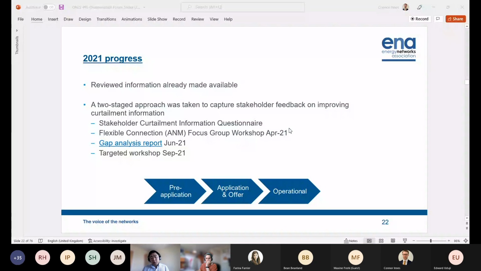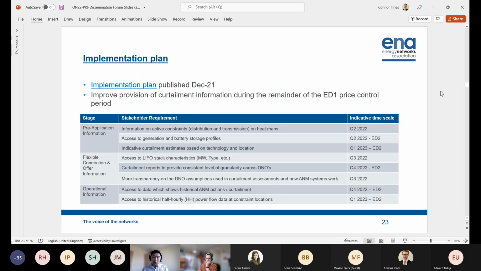And finally, when your site is operational, what information do you need to see if NM is doing the right thing, how often will you be curtailed, and how does it compare to the predicted figure we give you? Next slide, please. So after we've done the gap analysis in 2021, we published our implementation plan in December.